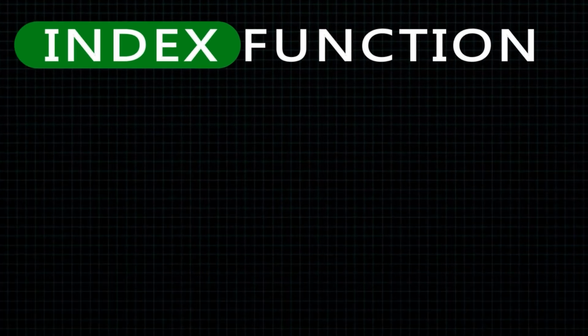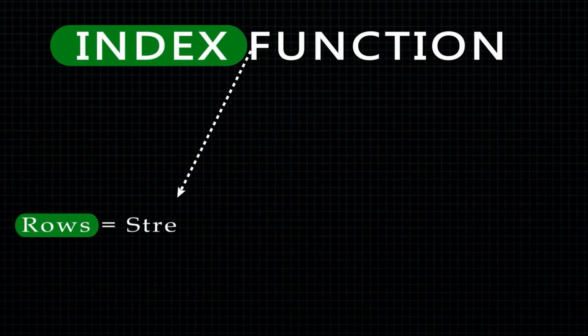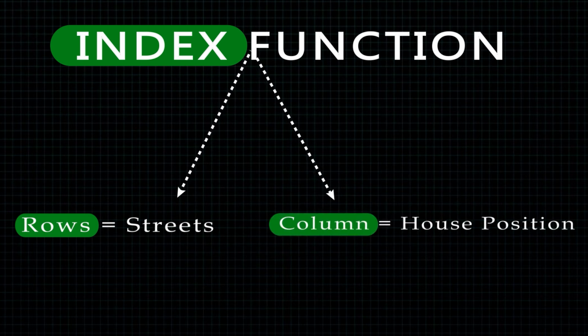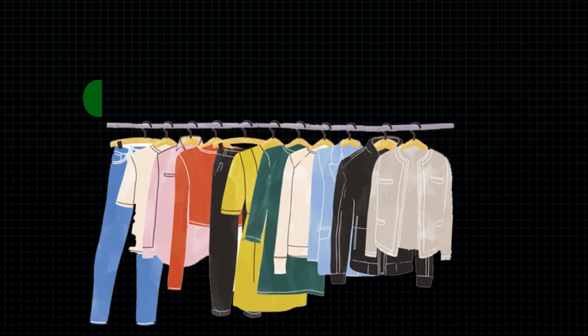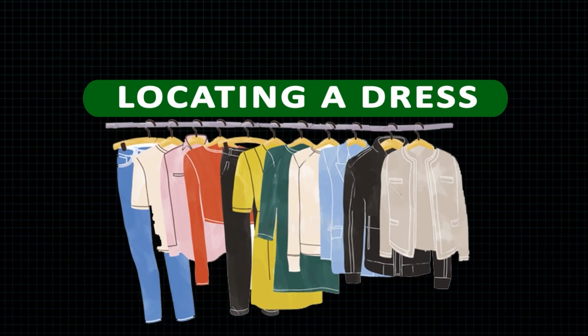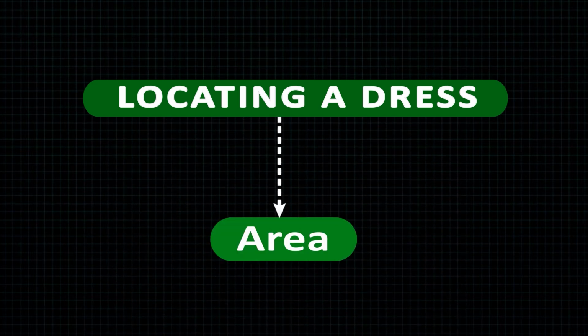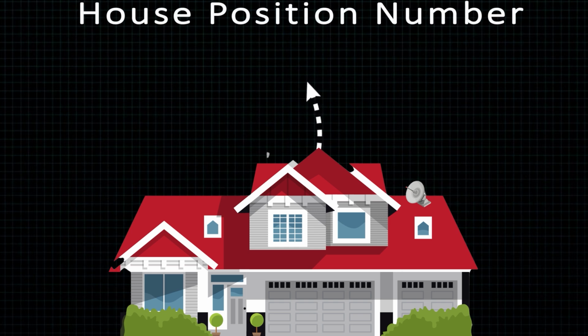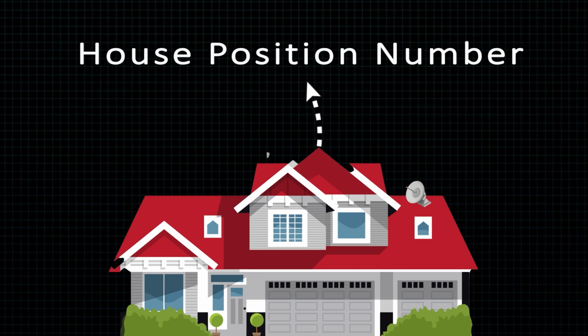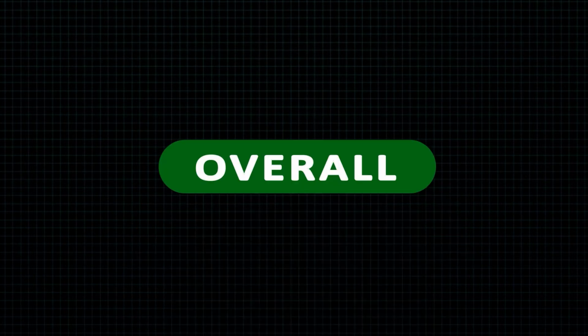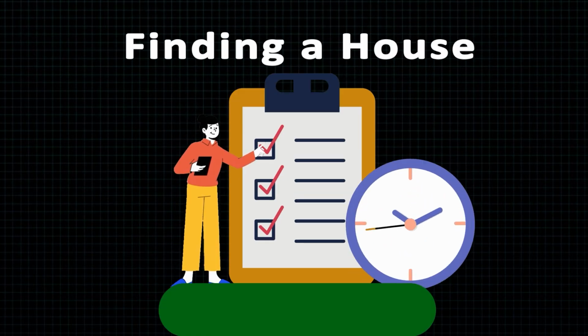The INDEX function works by telling it the street number, that is the row number, and the house position, that is the column number. And it magically reveals the exact house which is present at that particular position. It is just like locating an address, right? You just need to know the area. If you know the street number and the house position number, then you can know which house is at that particular address. Overall, it makes the task of finding a house feel like a simple cakewalk in the neighborhood.